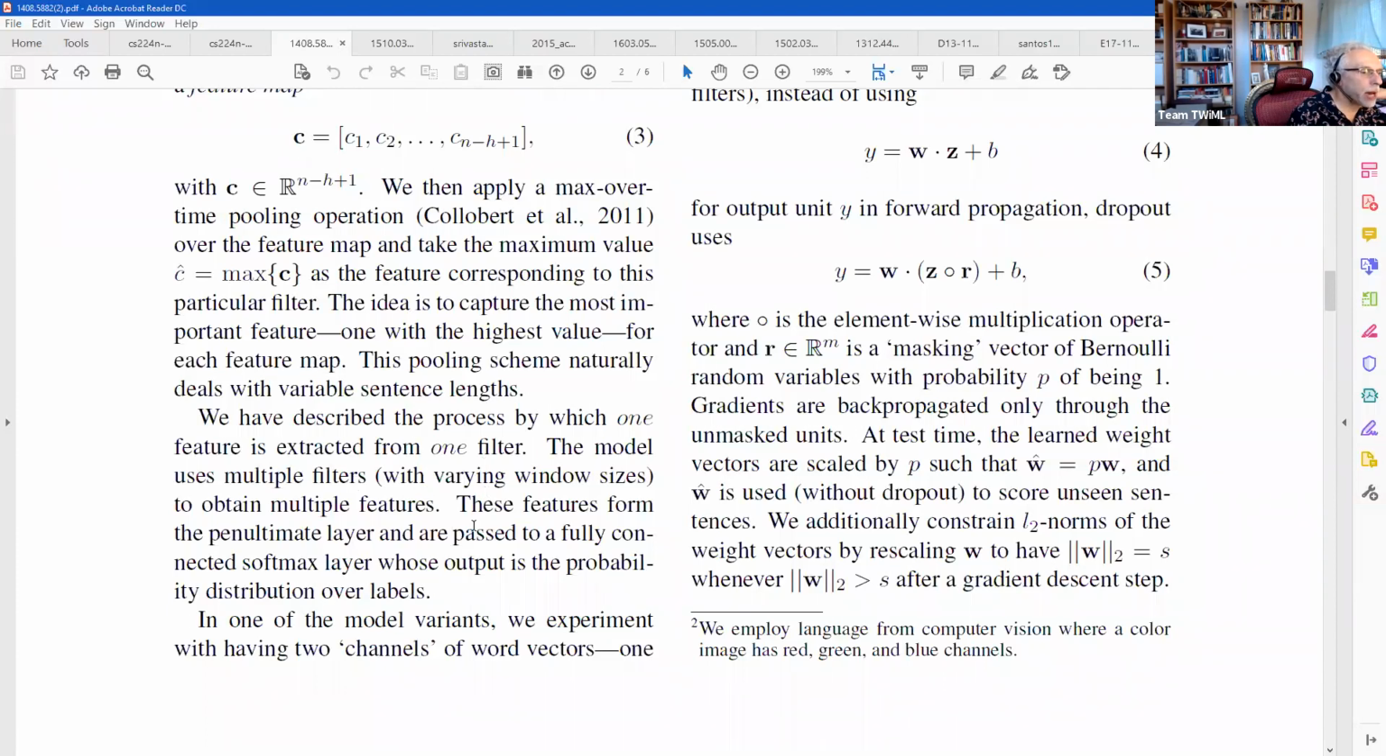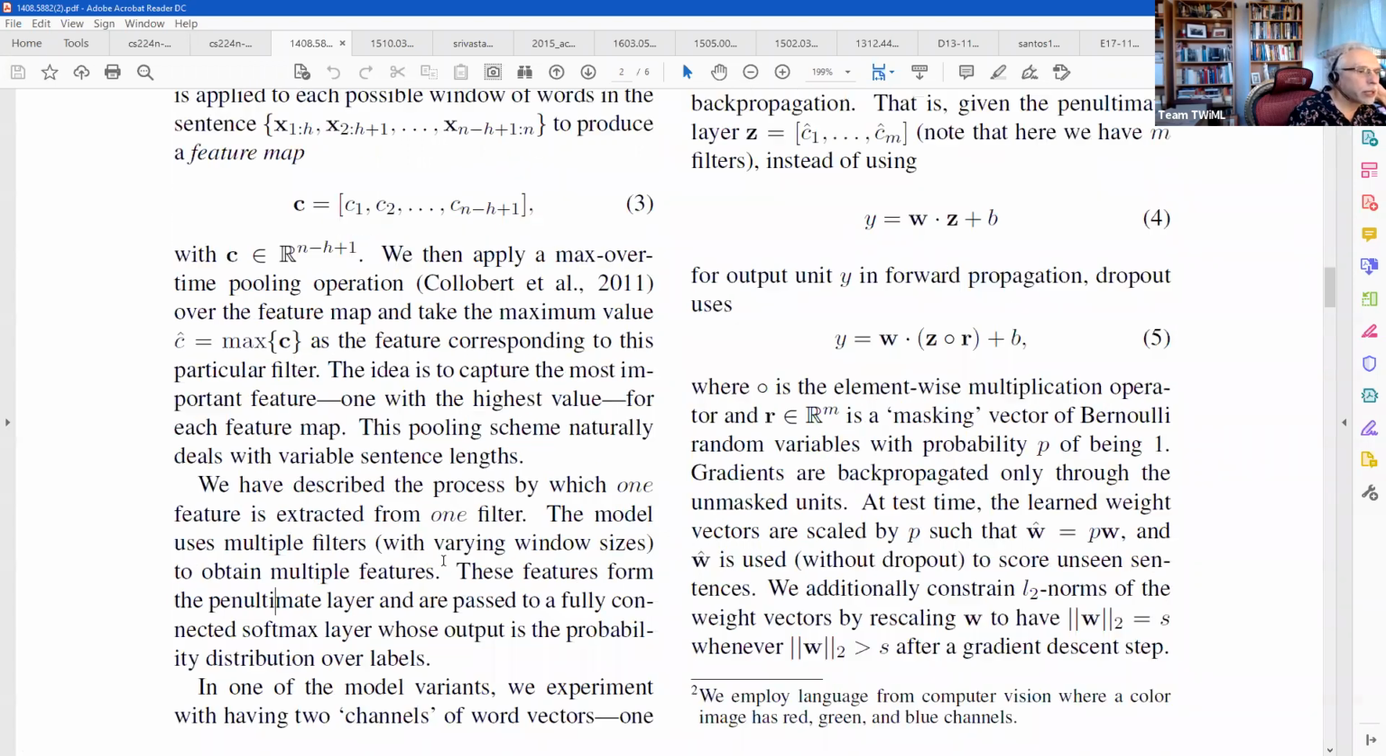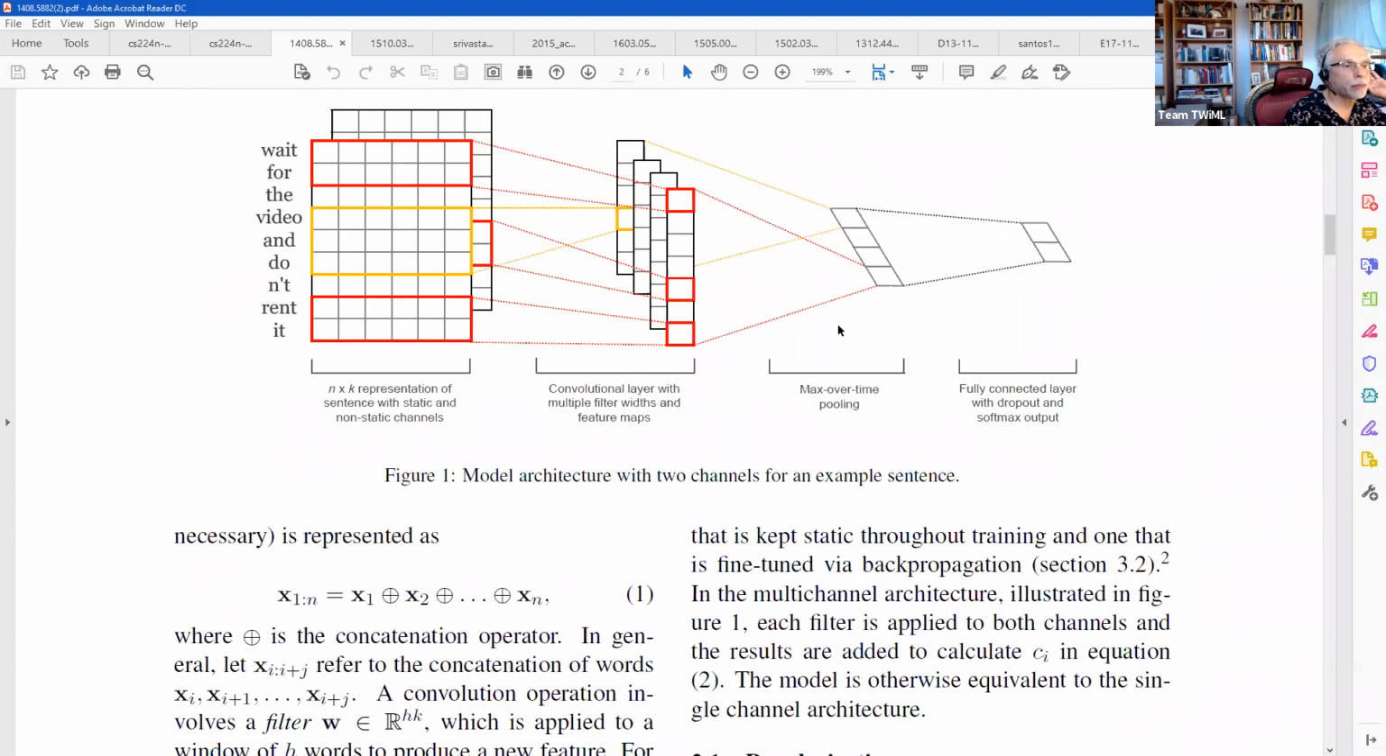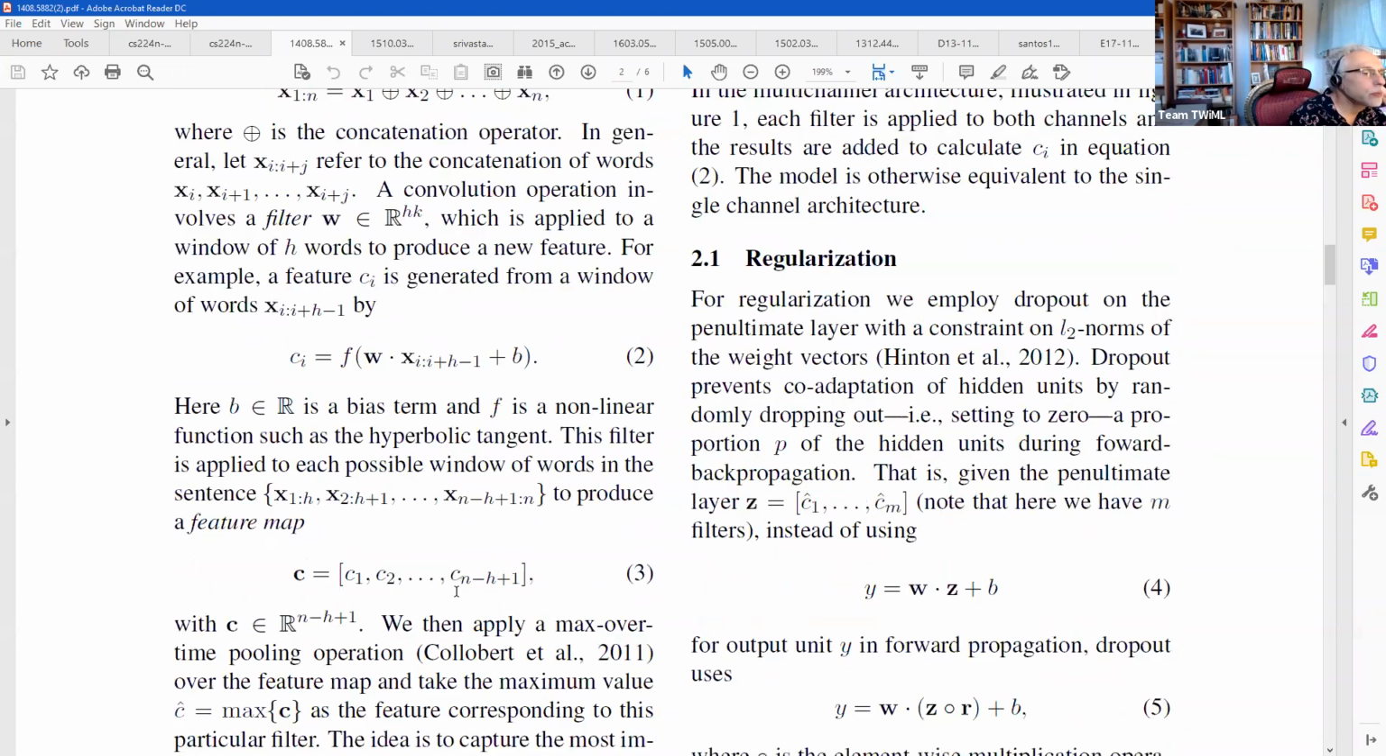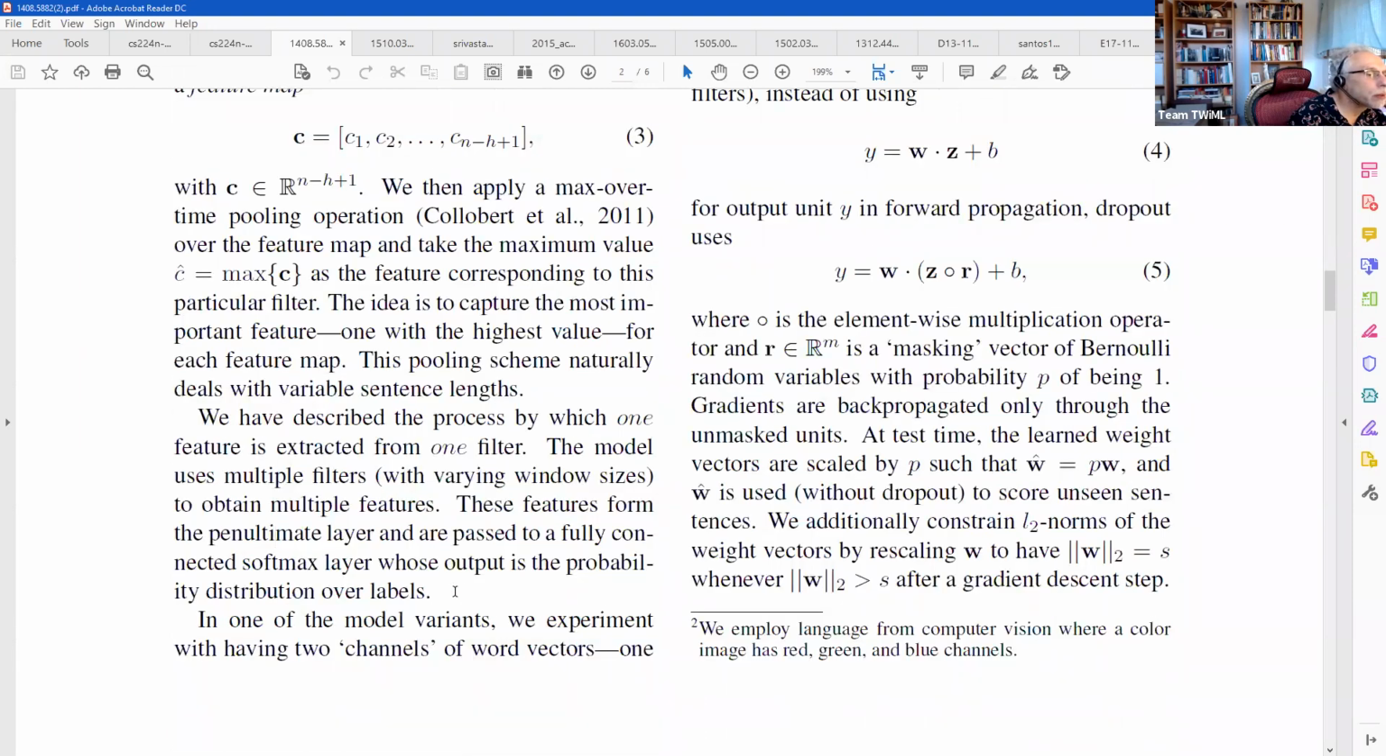Okay, so there are the feature maps. These features form the penultimate layer. Penultimate means like second to the last, and they are passed to a fully connected softmax layer, whose output is the probability distribution over labels. And we saw that here. The output of the softmax layer would be probabilities for these 2 labels in this case, or there could be 5 labels, or 10 labels, whatever. And then he mentioned, okay, these features. Oh, then he talks about the pooling.